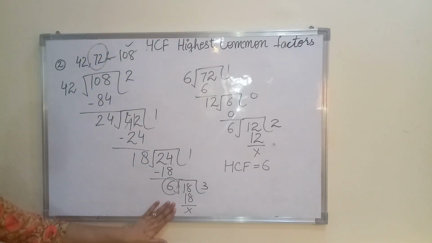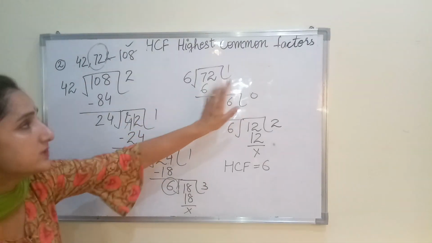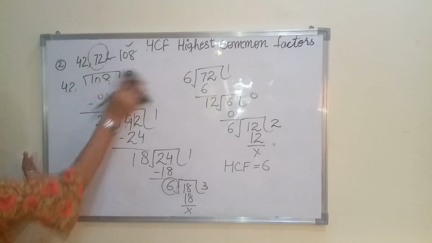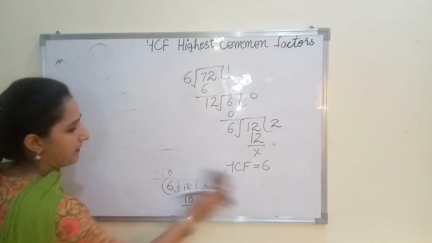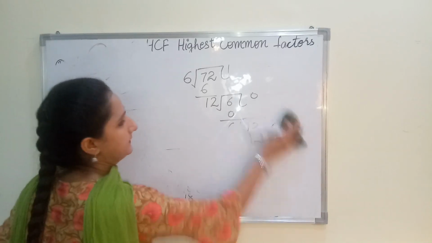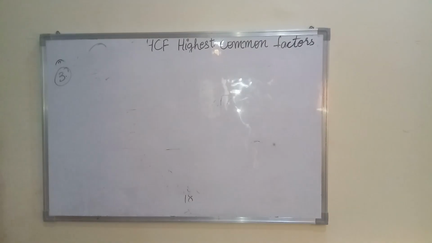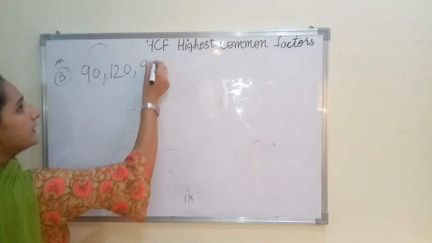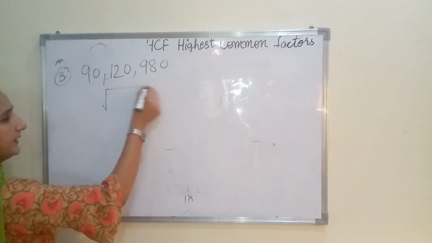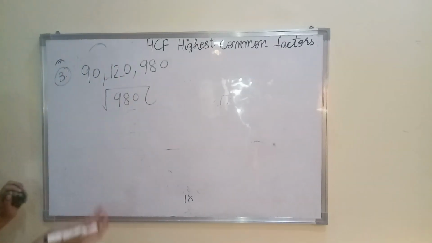आपको यहाँ पे सॉल्यूशन मिल गया बट one number is still remaining, so you have to use that number also. Let's take one more example. Example third, that is 90, 120 and 980. आपको ग्रेटेस्ट नंबर को लेना है 980 and start doing. You can use any number between them.